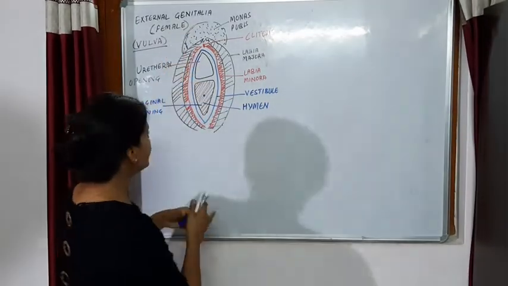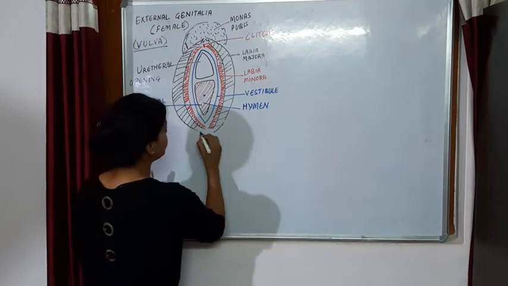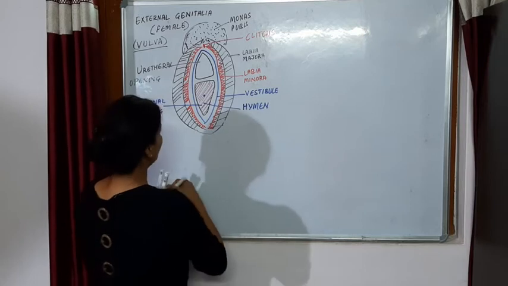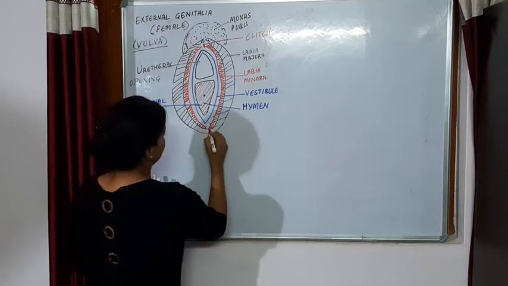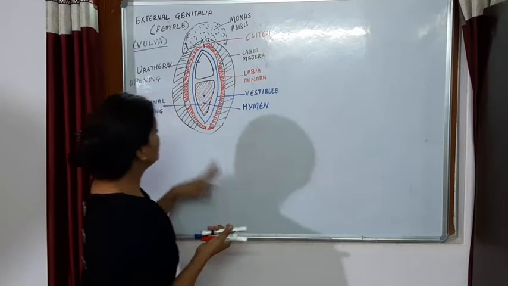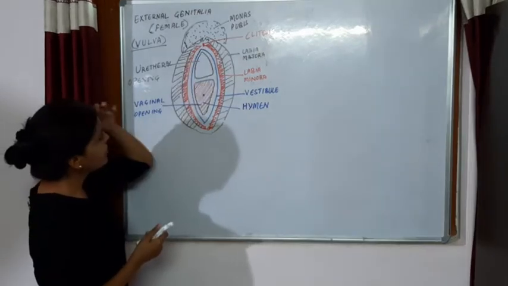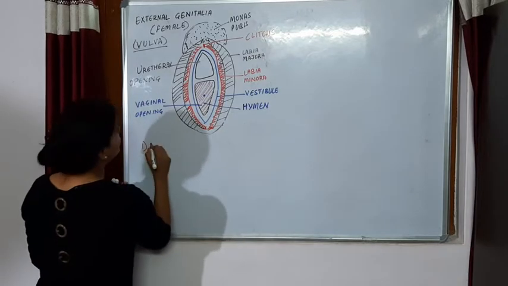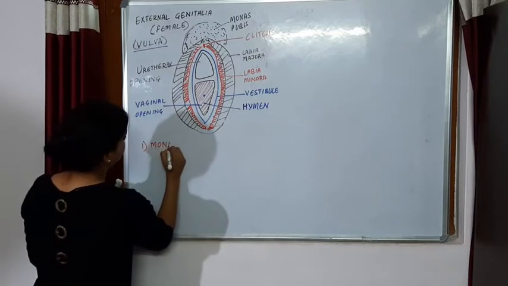So this is the total structure of the external genitalia or the vulva of a female, right? Now, we will take the explanatory parts one by one. So first I will take the mons pubis.